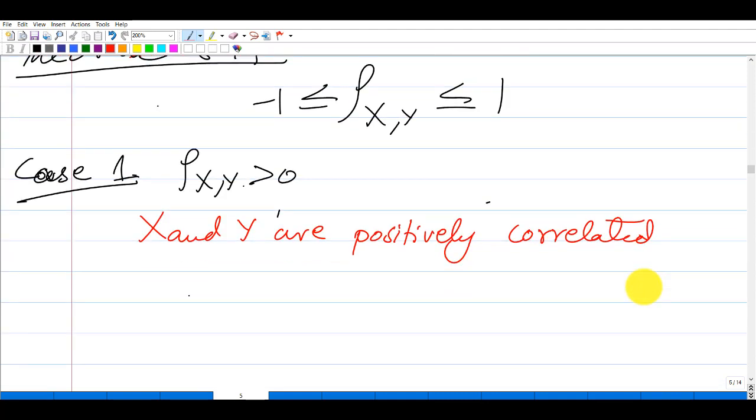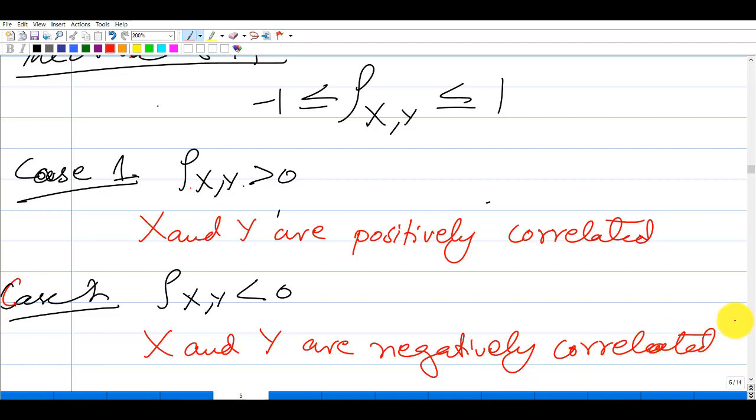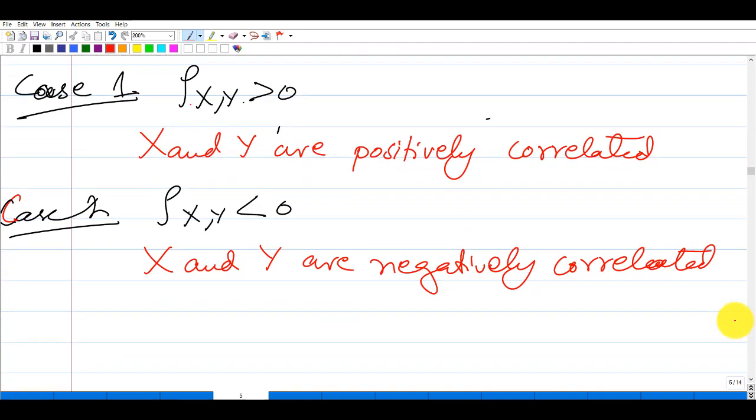When we say case 2, rho of xy is less than 0, we say that x and y are negatively correlated. Correlated simply means that they are interlinked with each other, how much they have an impact on each other.